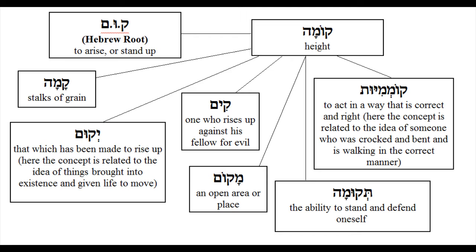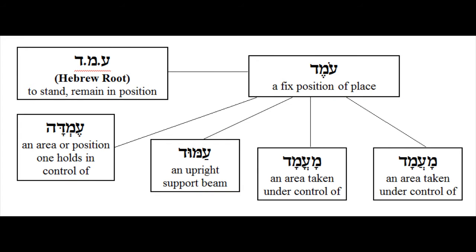Then you have the other noun, kam, one who rises up against his fellow for evil. You can see it's the conceptualization of people who stand up against others in order to cause harm. The next noun we can look at is kamah, stalks of grain, because the stalks of grain grow upward and stand erect. Just by looking at these words, you see Yakum, that which is made to rise up, related to the idea of things brought into existence and given life to move. So by looking at this root, kum, you find that it is directly related to the nouns presented here. Let's give you another one.